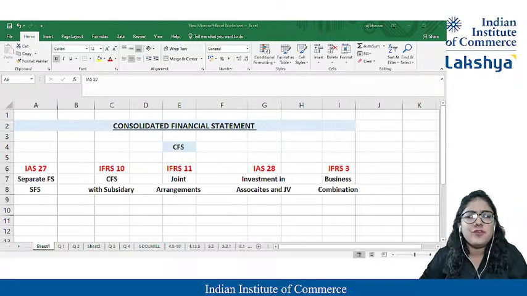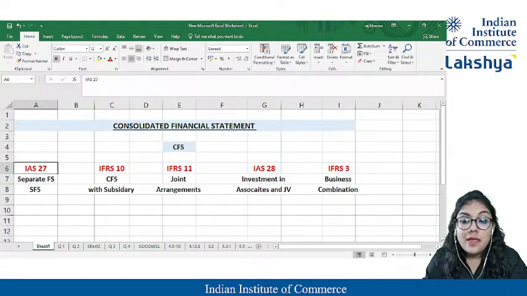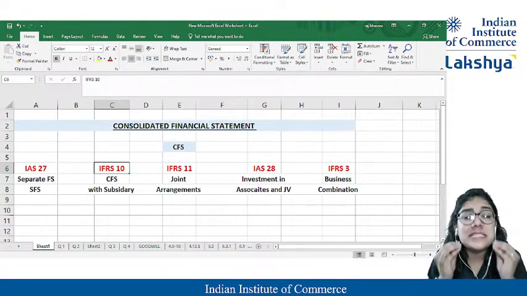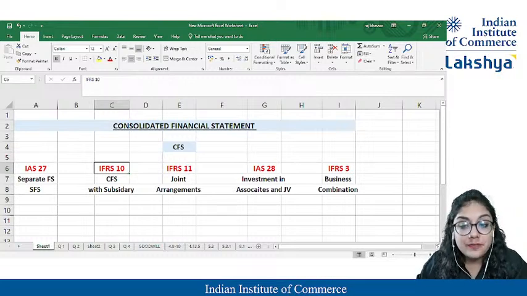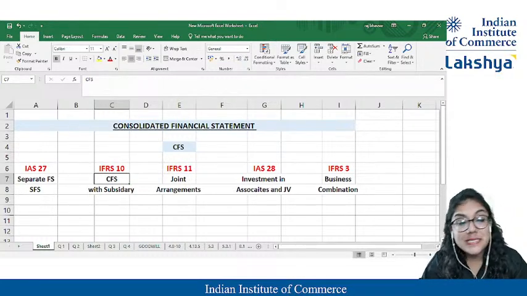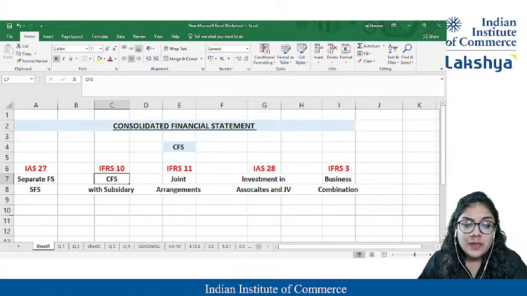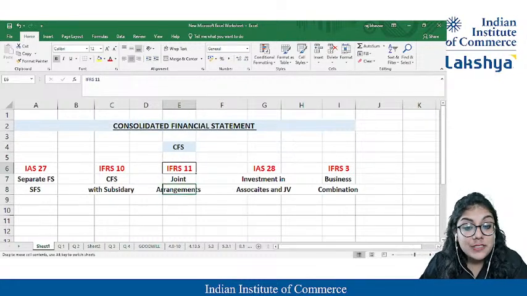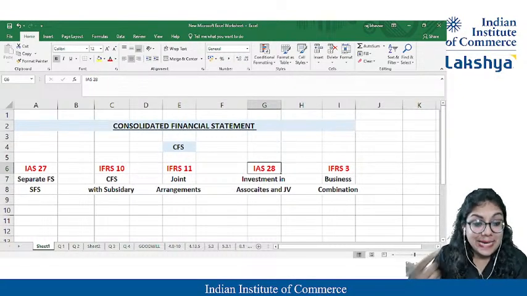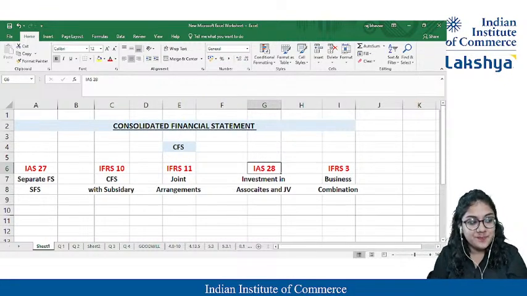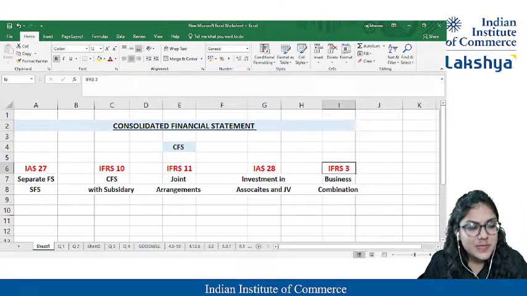Then we have normal standards, and according to that we are normally booking our financial statements, which would be very easy. But then what is IFRS? In consolidated financial statements, the most important standard is IFRS 10, which talks about CFS with subsidiary. You will be understanding what a subsidiary is. Then IFRS 11 talks about joint arrangement. What's a joint arrangement? Then we have IAS 28, International Accounting Standard 28, which talks about investments in associates and joint ventures. Then we have IFRS 3, which is business combination.